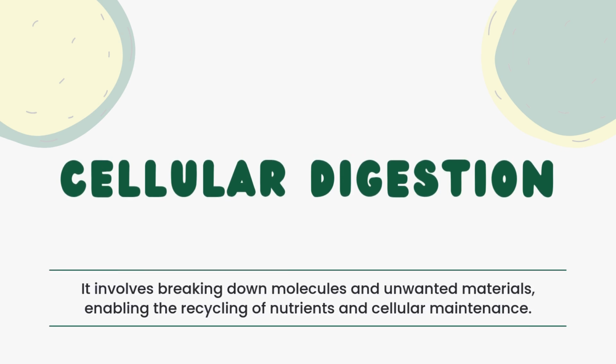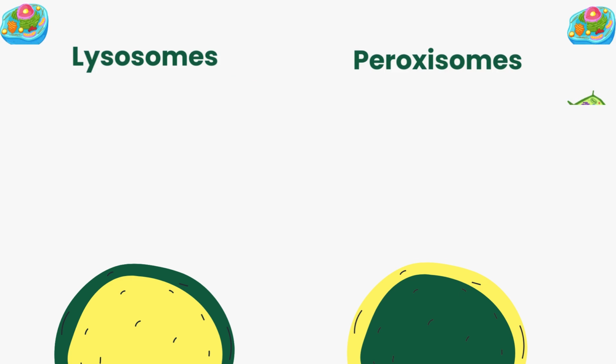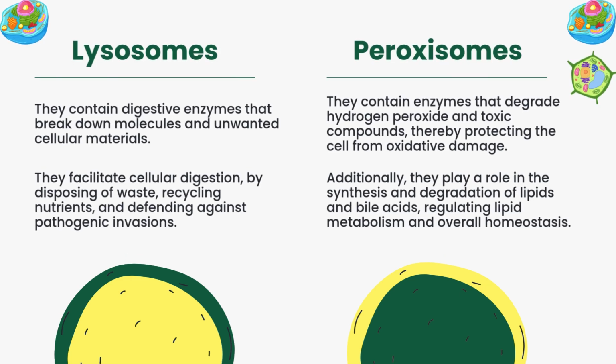Cellular digestion. This involves breaking down molecules and unwanted materials, enabling the recycling of nutrients and cellular maintenance. So, lysosomes are only in animal cells. They contain digestive enzymes that break down molecules and unwanted cellular materials. They facilitate cellular digestion by disposing of waste, recycling nutrients, and defending against pathogenic invasions.